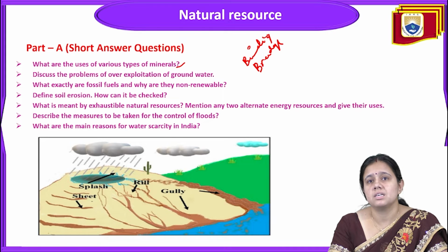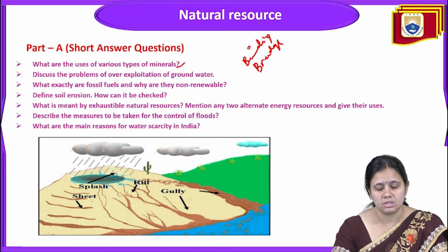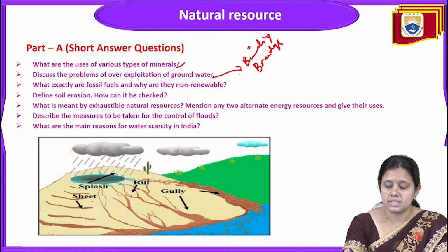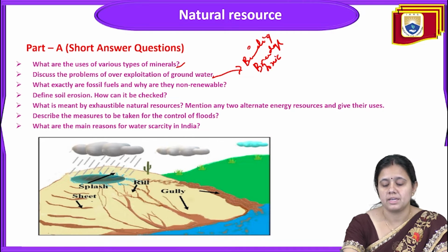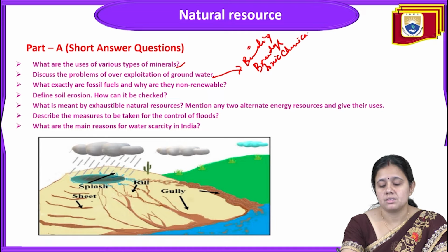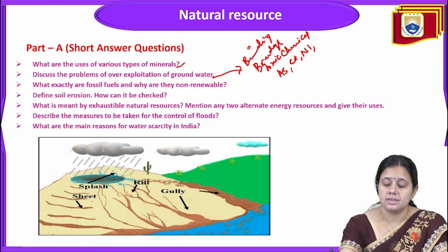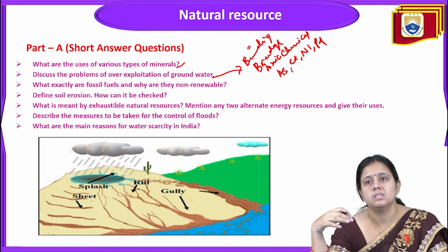Next is, discuss the problem of over exploitation of groundwater. Over exploitation of groundwater will lead to pollution of the water inside the groundwater. Air pollutants will enter the groundwater. Toxic chemicals like arsenic, cadmium, nickel and lead are all toxic chemicals.